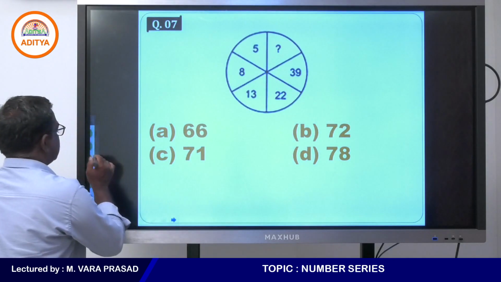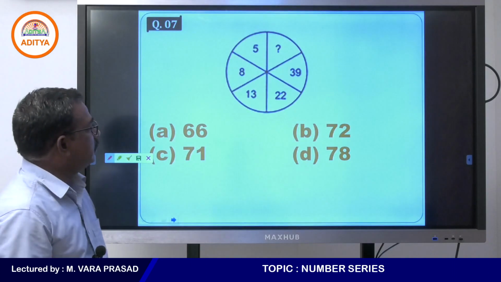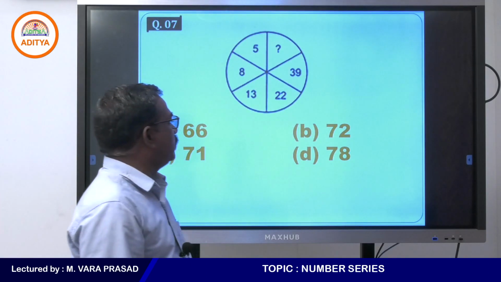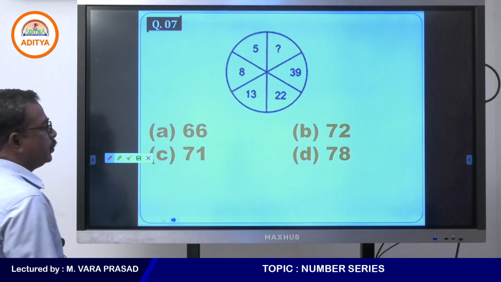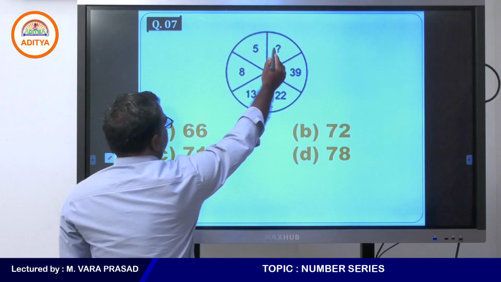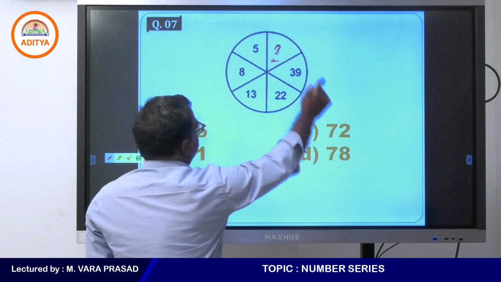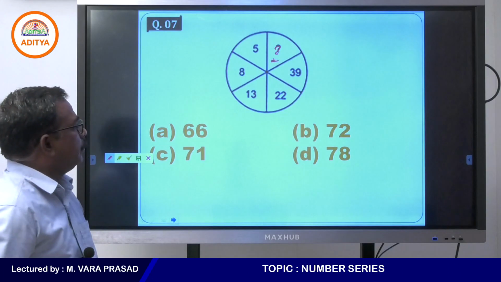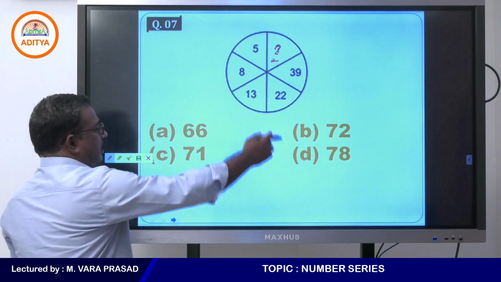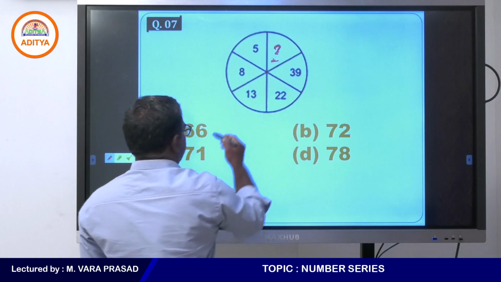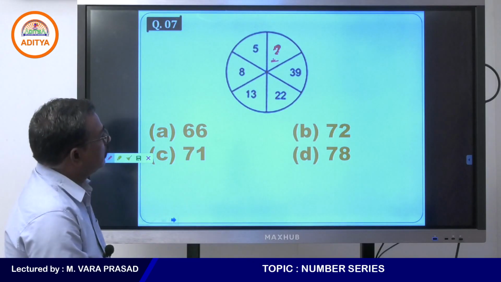The next question, what is given there, you see. The next one, a circle is given and some parts are given here and one question mark is there. So what will you get in the place of the question mark? Here 5, 8, 13, 22, 39. So what is the question mark? Options are there here, you can find out the answer.